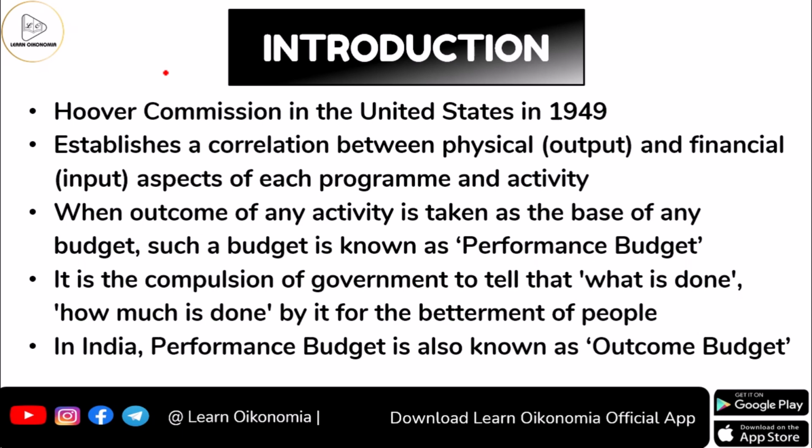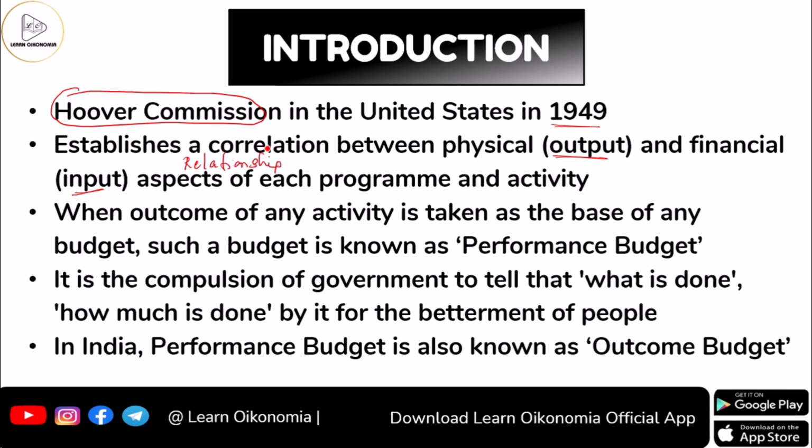The idea of performance budgeting has been put forward by the very famous Hoover Commission in the United States in the year 1947. Performance budgeting establishes a correlation between what you can have as output and what you can have as inputs. Output is the outcome that you get, and inputs are the several ways and means through which you try to attain the very same outcome. So there exists a relationship between input and output that is being established here.